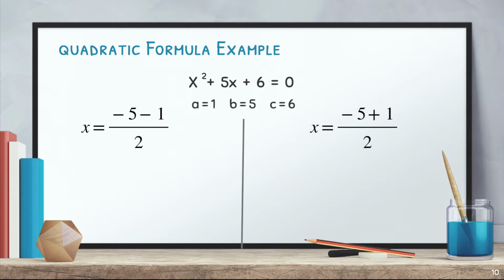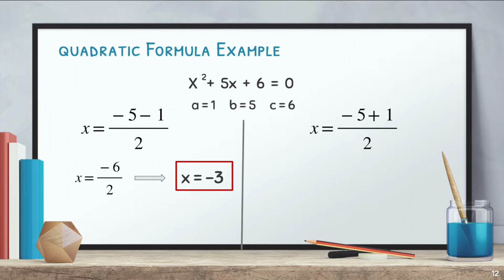So for our subtraction equation, we have x equals negative 5 minus 1 all over 2. So to start solving this equation, we subtract the 1 from negative 5, which gives us negative 6. So we'll get x equals negative 6 over 2. Negative 6 divided by 2 then equals negative 3, which is our final answer for that equation.